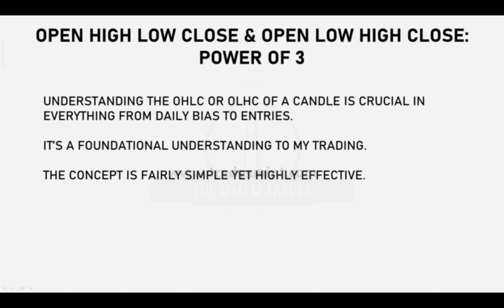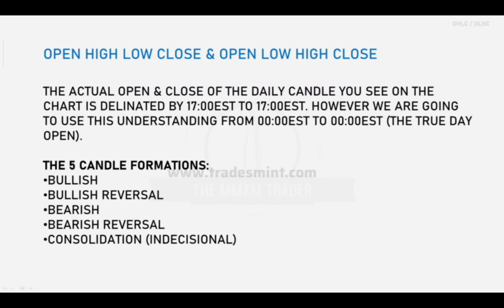Understanding the open high low close or the open low high close of a candle is crucial in everything from daily bias to entries. It's a foundational understanding to my trading, and the concept is fairly simple yet highly effective. We all know the daily candle opens up at 5 p.m. EST and closes at 5 p.m. EST. However, we are gonna use this understanding from 12 a.m. EST to 12 a.m. EST, which is the true day open. And we call it true day open because this is where the algorithm starts its true day, right?